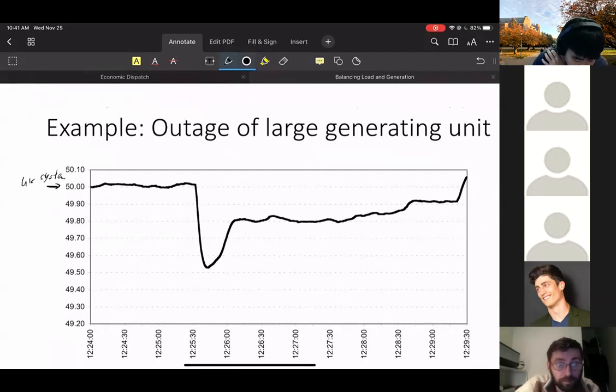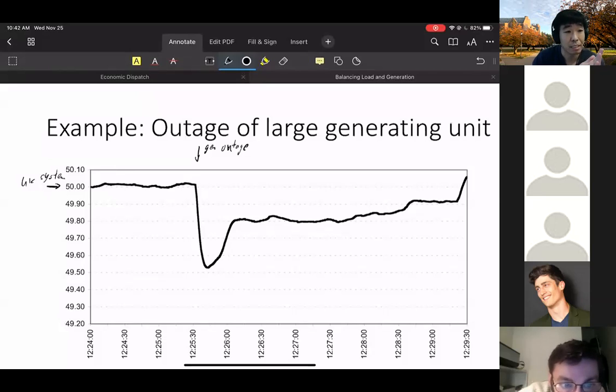If you look at this kind of frequency drop, this is a generator outage. This is a big outage from the generator. A frequency drop of, for example, 0.5 Hertz is a major event in the system. If this happens in your system, there's an investigation, looking at what happened in the system. So it's a big event.